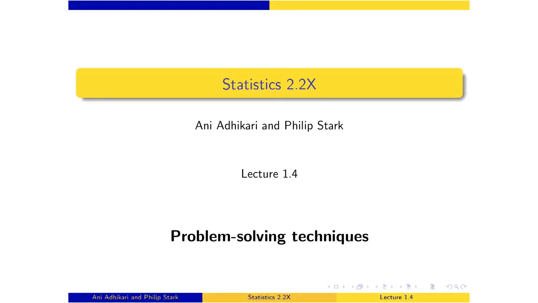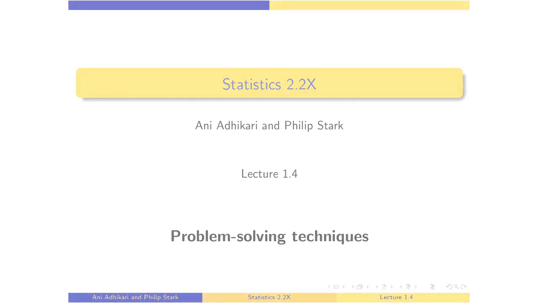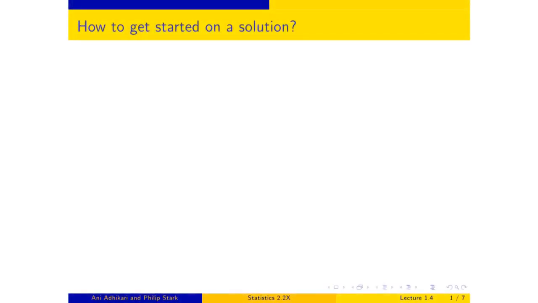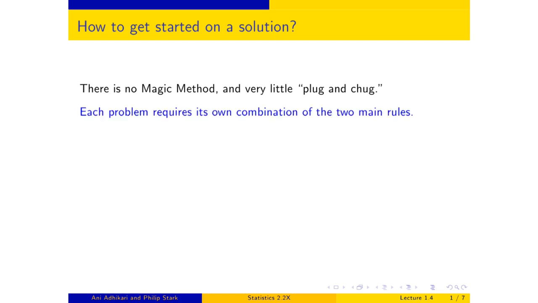Now we're set with the basics of the field and we're going to start solving some problems. One of the things students notice very early about probability is that there aren't clear formulas that you can plug into. Yes, you have the two rules, plus and times. But there isn't one method. Every problem seems to require its own combination of those rules.